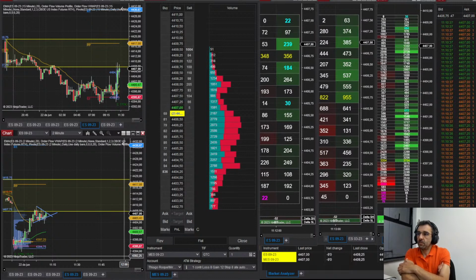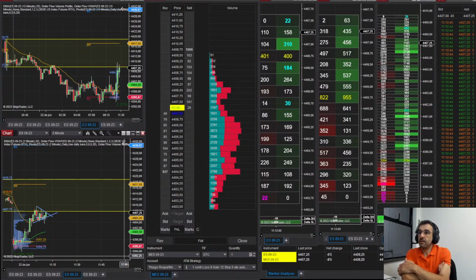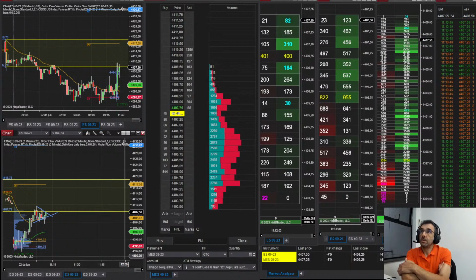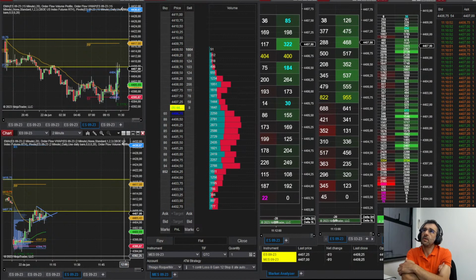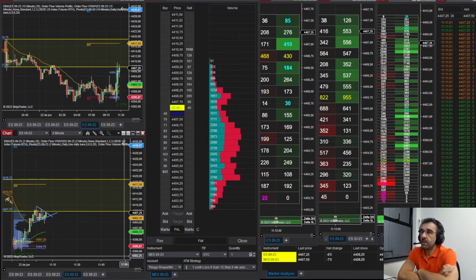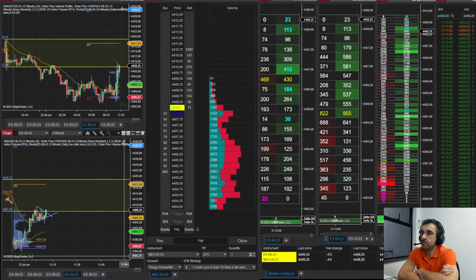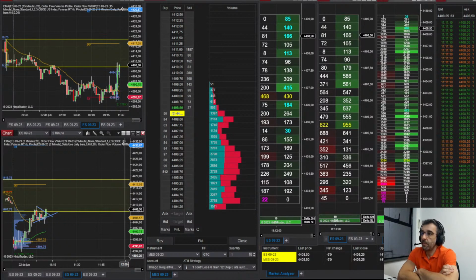Let's see if sellers are able to... yeah, Aaron, I'm just reading the test of the high. But we're seeing that it failed before the high so far. But let's see if we'll see a breakout.